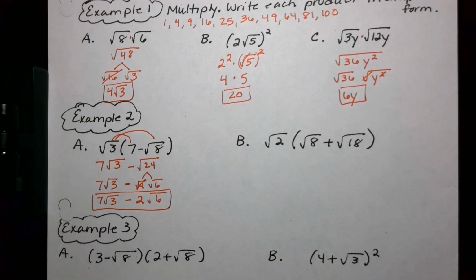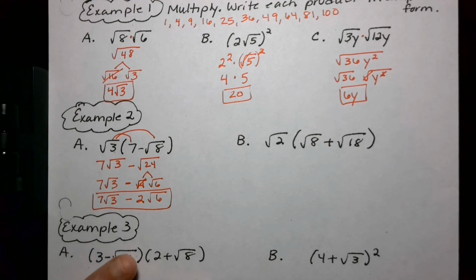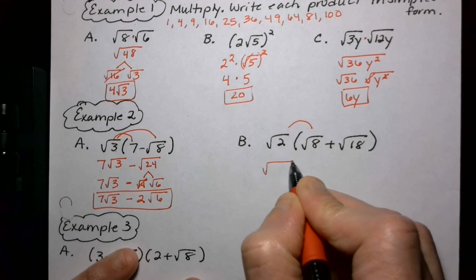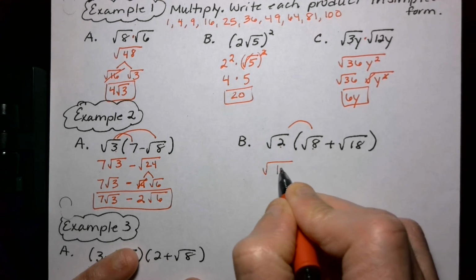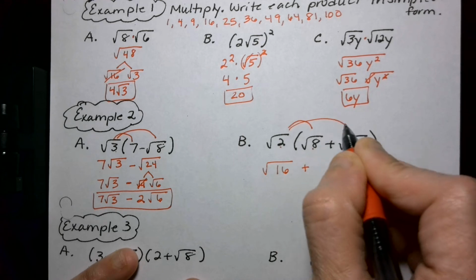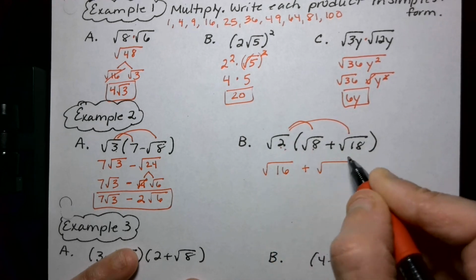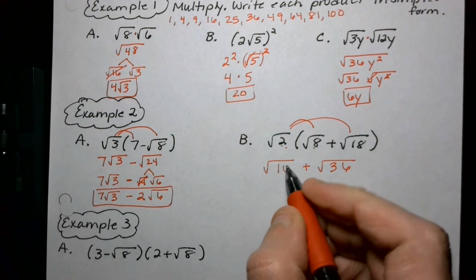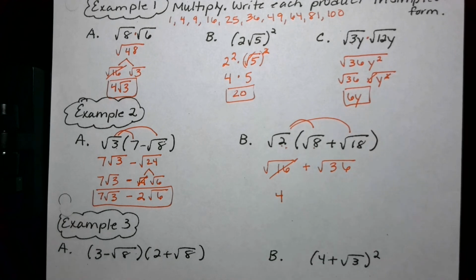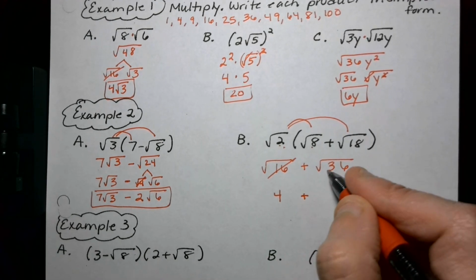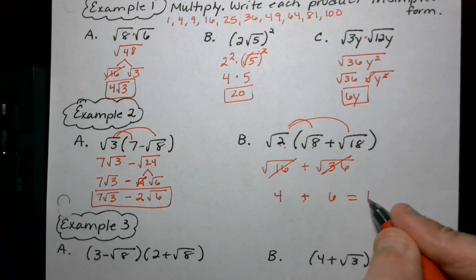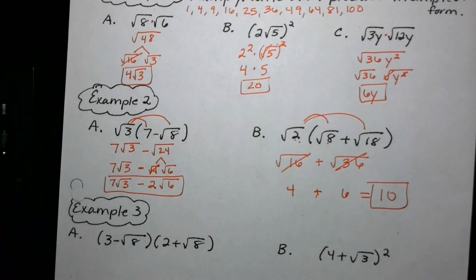So if you want to pause and try the next one, go ahead. Otherwise, you can just follow me through here. So when I multiply those two, I get the square root of 2 times 8, which is 16, plus square root of 2 times 18, which is 36. Ooh, this is going to turn out slick, isn't it, class? Because the square root of 16 is 4. And the square root of 36 is 6. And I had an addition sign between them. Ding dong. There's our answer.